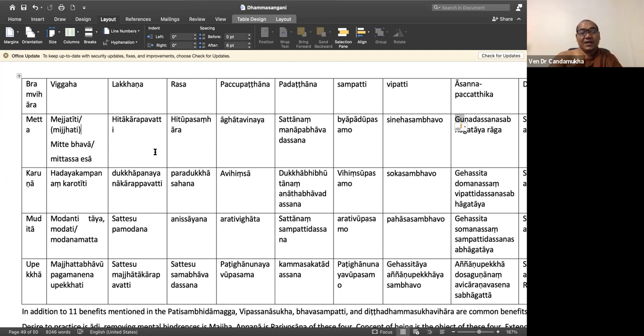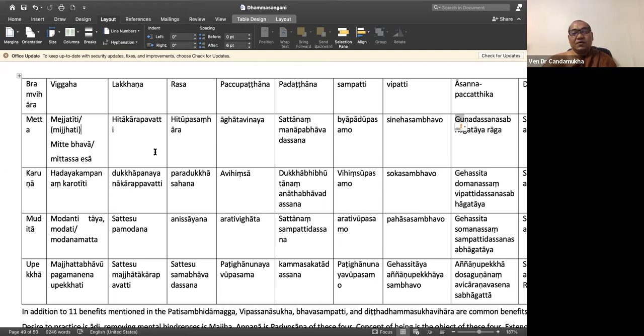So that is a characteristic of the karuna. And the paradukha asahana, the bigger combination. So the function is you cannot bear, you cannot see, you are not able to, how to say, stand when you see someone in danger, someone in miserable condition. So that is the function.